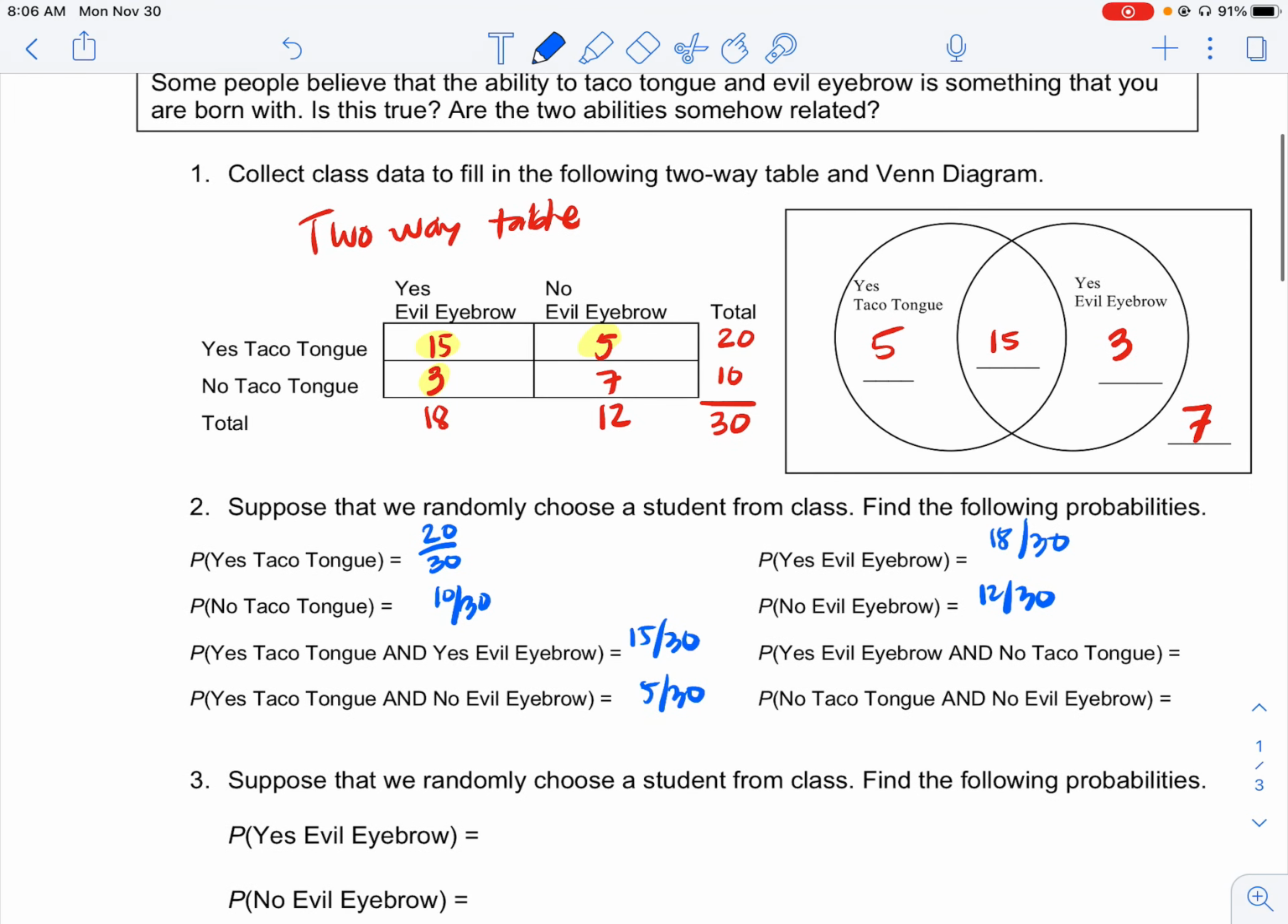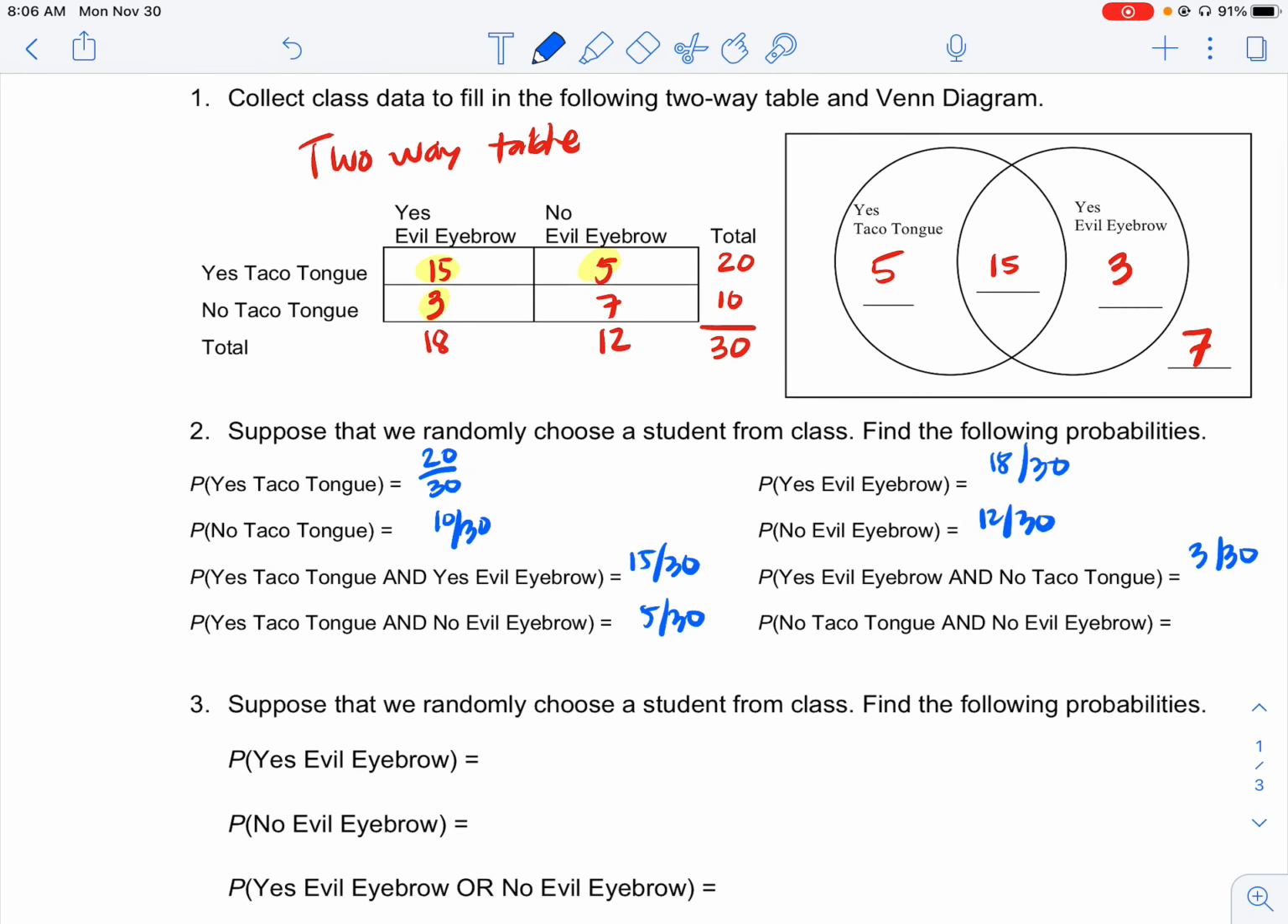Moving on. Yes evil eyebrow, and at the same time no taco tongue. That is 3 out of 30, correct? Next, no taco tongue and no evil eyebrow. So this is an intersection between a person that cannot do taco tongue and at the same time cannot do an evil eyebrow. So that's 7 out of 30. This is this number right here. These are the people who cannot do any of these.